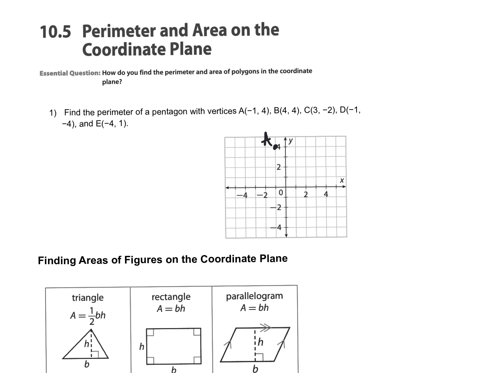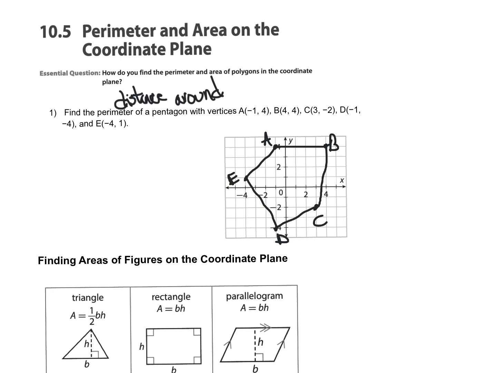There's A. B is at 4, 4. C is at 3, negative 2. And D is at negative 1, negative 4. E is at negative 4, 1. So we draw these lines. And there's my pentagon. So remember, perimeter is distance around.